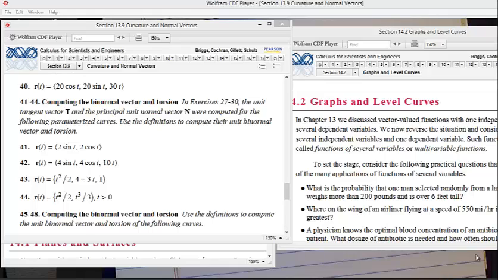So it says here that in a previous exercise, you guys already computed the unit tangent vector and the principal unit normal vector, right? So we already computed T and N according to this. And now the question is, well, let's compute the binormal vector and torsion. So let's see if we can talk it out.